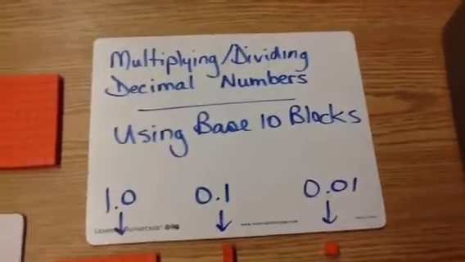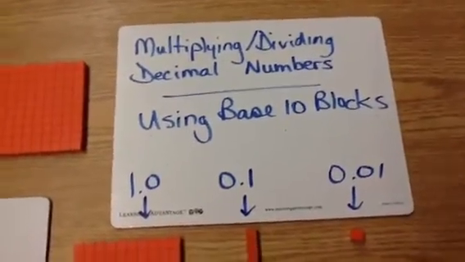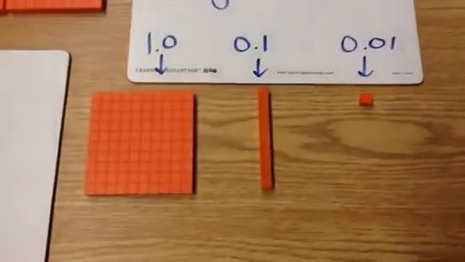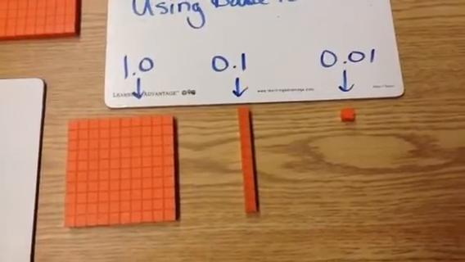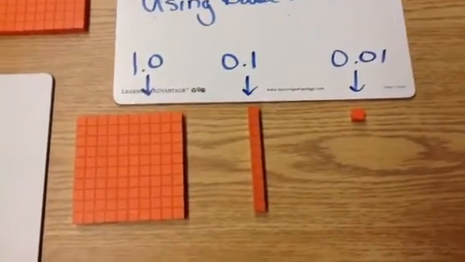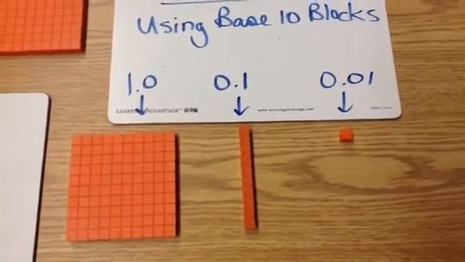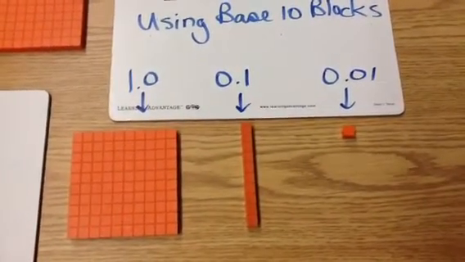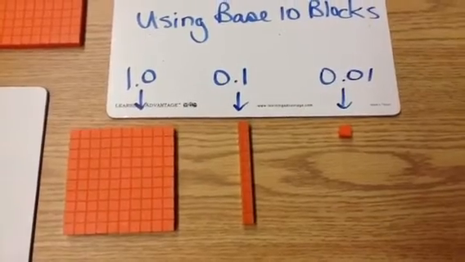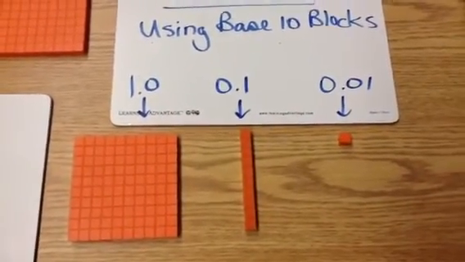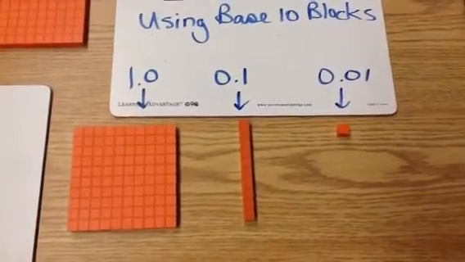Alrighty, welcome to multiplying and dividing decimal numbers using base 10 blocks. You can see that the base 10 blocks we're going to use are the usual ones that you guys will see. We have the big 100 square, which is going to represent a whole number, so that'll be 1.0. We have the 10 strip, which is going to be worth 1/10. And we have the singles that are going to be worth 1/100th.